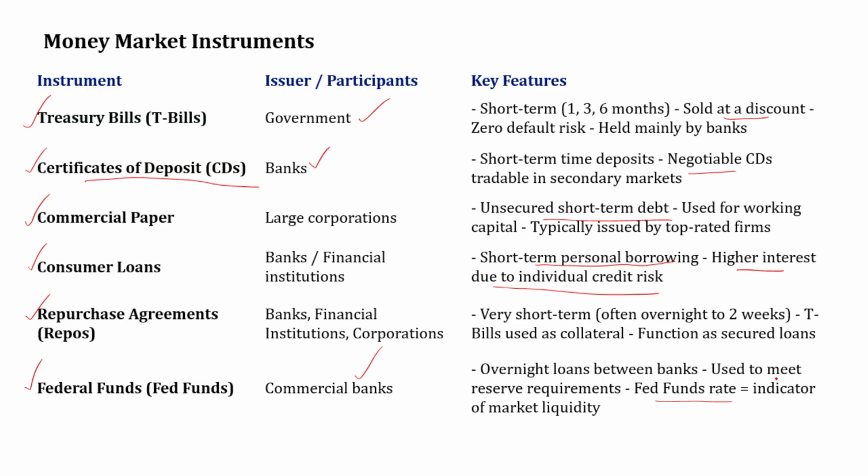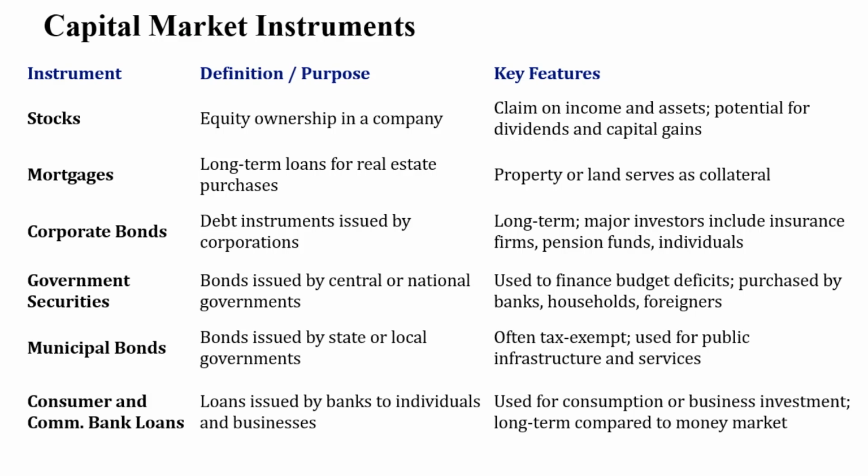So it's a key indicator of market liquidity and often guides monetary policy in the US. Let's now move to the capital market. Capital market, as I already mentioned, means the market dealing with long-term lending. That means more than 1 year. So these are used for long-term financing.